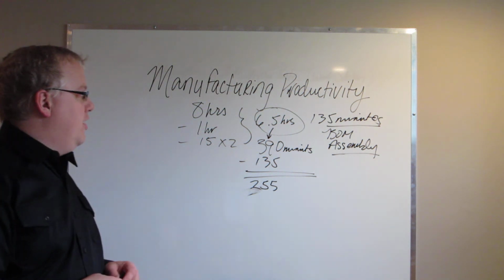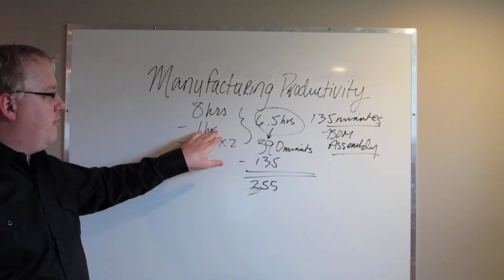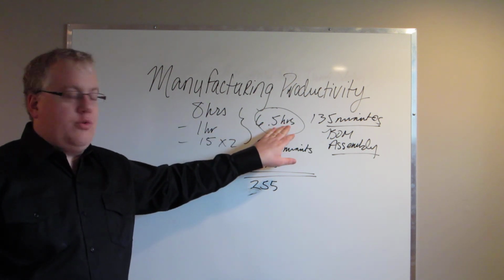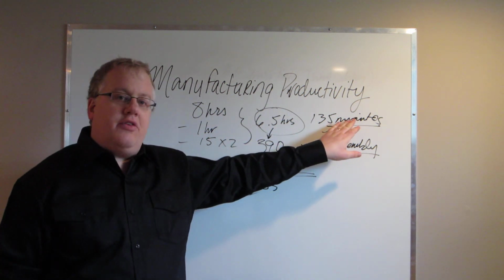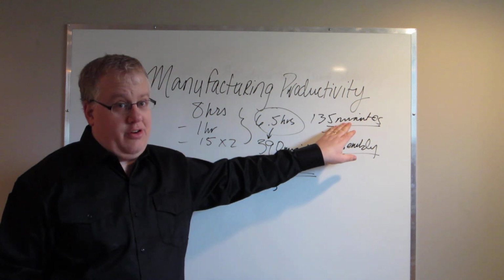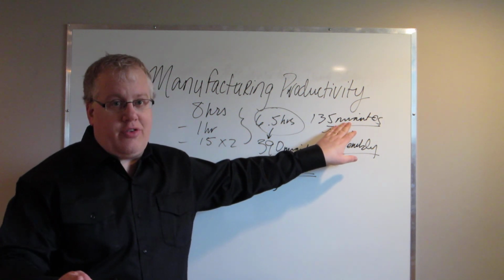Okay, so you go from 8 hours, you take off an hour for lunch, you take off 2 15-minute breaks, you're left with 6.5 hours of actual work time. You analyze the lost time in the workstation, and in this particular example, I came across 135 minutes of lost time. Not the employee's fault by any means.